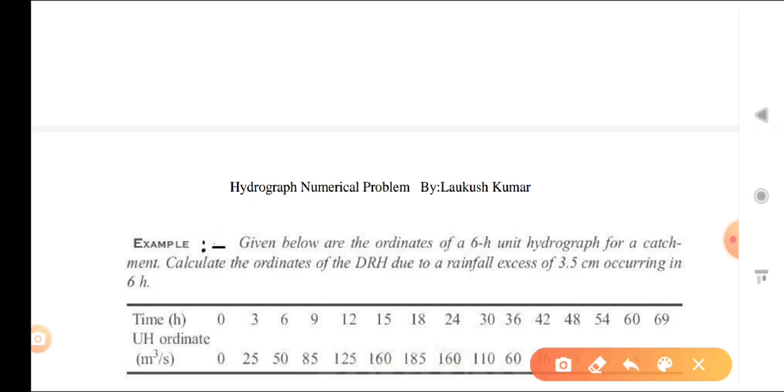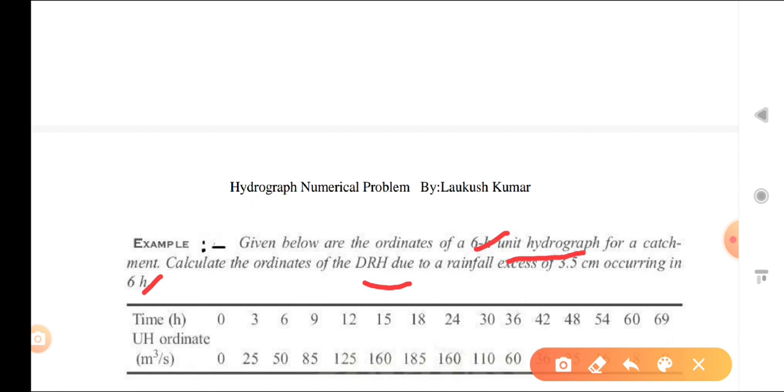So here they have given the unit hydrograph, and we have to convert it into a DRH. Also you can see that the time for both unit hydrograph and DRH are the same. So that is a very simple problem. What we have to do is convert the unit hydrograph to DRH. So how will we convert the unit hydrograph into DRH?